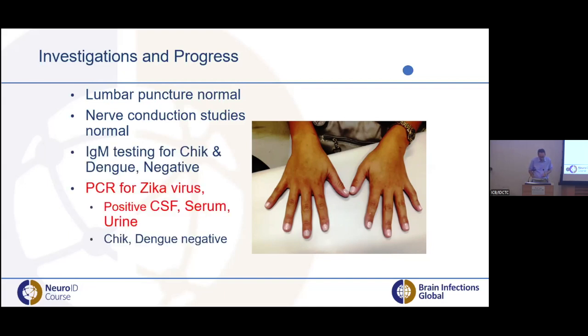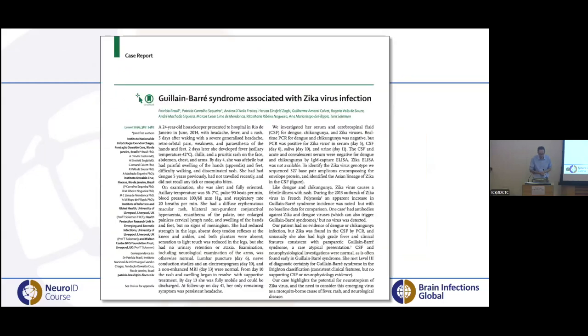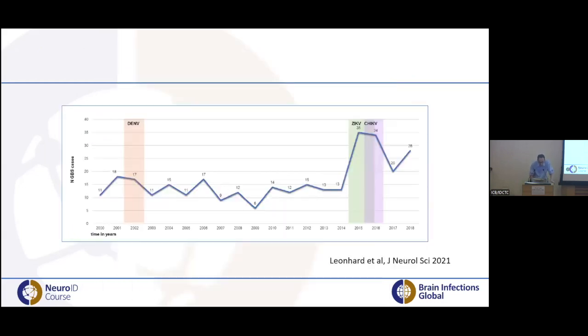So her Zika was positive in the CSF and the serum and the urine. And in fact, the tingling that she had was due to Guillain-Barré syndrome. So she had Guillain-Barré syndrome caused by Zika. Put your hand up if you've heard of Guillain-Barré syndrome before today. Okay, a few people. So this is this syndrome of paralysis following infection.